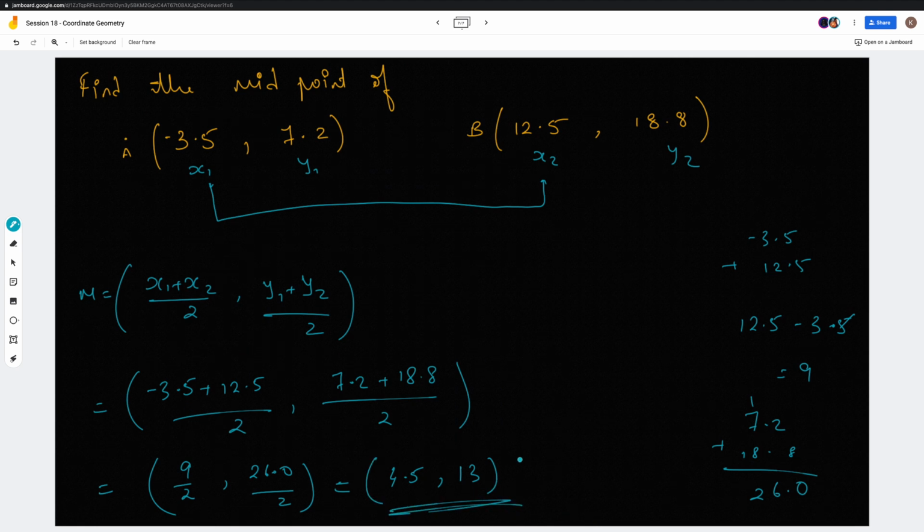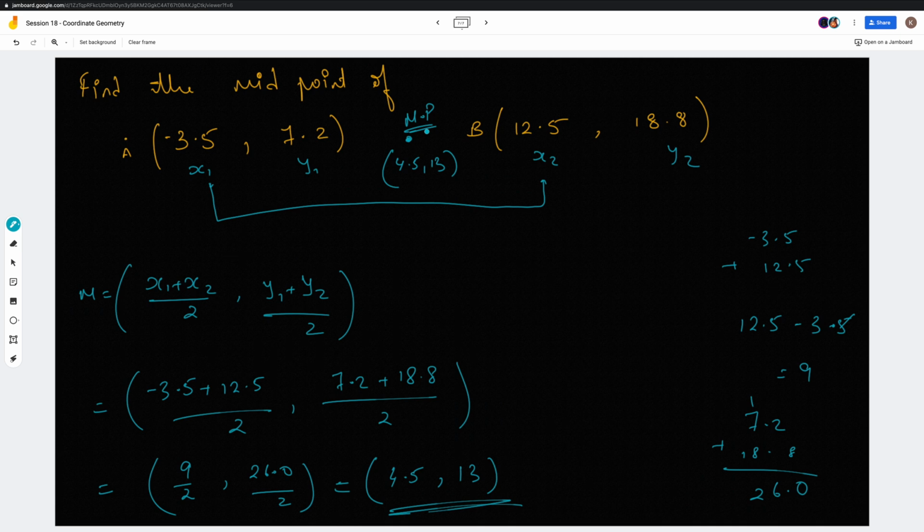So that would be your final answer. That is nothing but 4.5, comma 13. The point that is between negative 3.5, comma 7.2 and 12.5, comma 18.8 is nothing but 4.5, comma 13. So this is your midpoint. You simply have to add both the x coordinates and divide it by 2, add the y coordinates and divide it by 2. So that's how you get the midpoint.